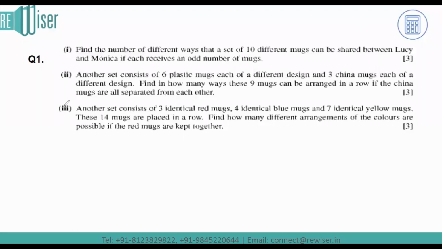Hello students. For question number 1, part 1. We know that if we are distributing an odd number of marks, and one of them gets an odd number of marks, the other will automatically get an odd number of marks. So the combinations that can be used for distribution are 10C1 or 10C3 or 10C5 or 10C7 and 10C9.